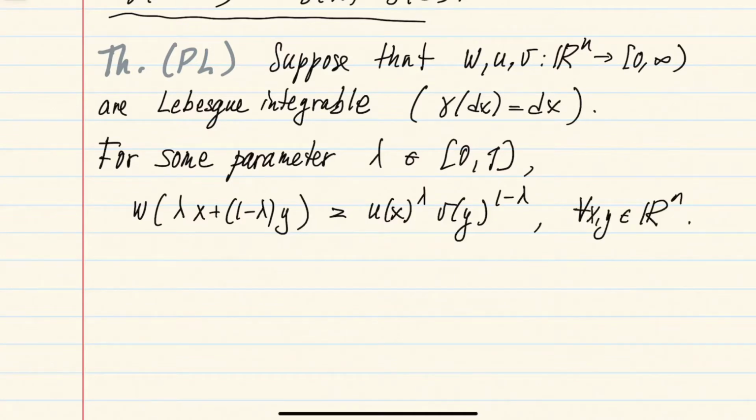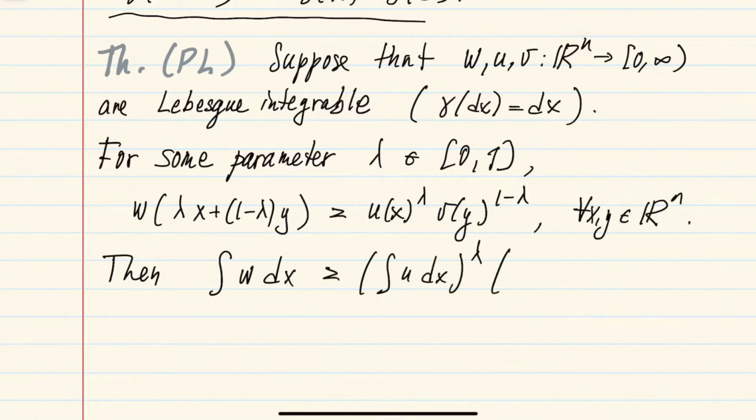Okay. So this is the assumption on these three functions, and then the conclusion is the following inequality between their integrals. The integral of W with respect to the Lebesgue measure is greater than the integral of u with respect to the Lebesgue measure to the power lambda, times the integral of v with respect to the Lebesgue measure to the power 1 minus lambda. So that's the so-called Prekopa-Leindler inequality, which is very classical and has a lot of applications. Very, very useful result.